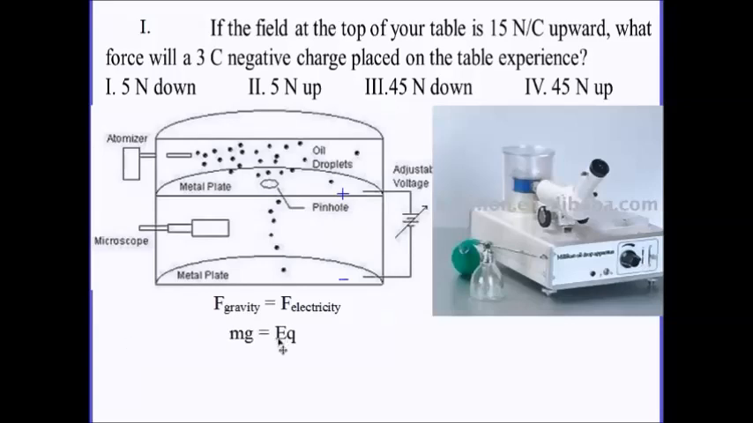The gravitational force is equal to the mass of the oil drop times the acceleration due to gravity. The electrical force is equal to the strength of the field, which we just argued that by knowing the voltage and the distance between the plates, I know the strength of that field, which is uniform everywhere between the plates. And here would be the charge on the oil drop.